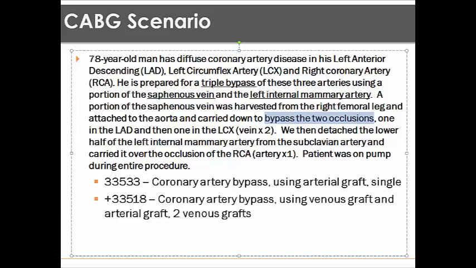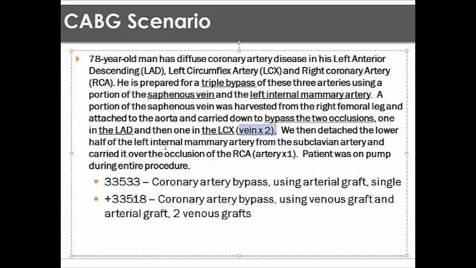So they used one saphenous vein for 2 different arteries, one in the LAD and one in the LCX, as stated above in our description. So that comes out to 2 veins. Okay, so I have 2 veins.